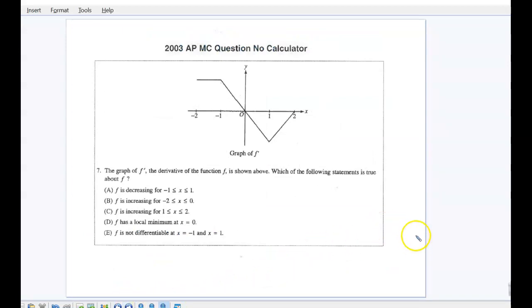Okay, here is a multiple choice question from an AP exam. It says the graph of f prime, the derivative of f, is shown above. Which of the following statements is true about f? Again, this is the graph of f prime. It says that f is decreasing from -1 to 1, and no, that is not true. F prime is decreasing from -1 to 1. F is increasing from -2 to 0. Yes, that is true because my derivative is positive, so that would be the answer to this multiple choice question.